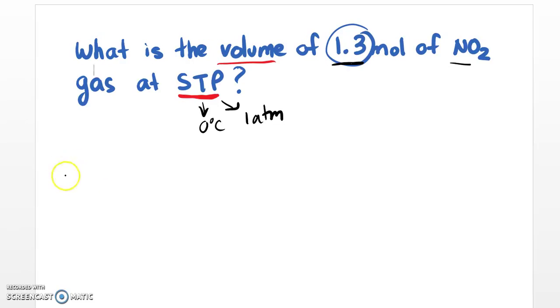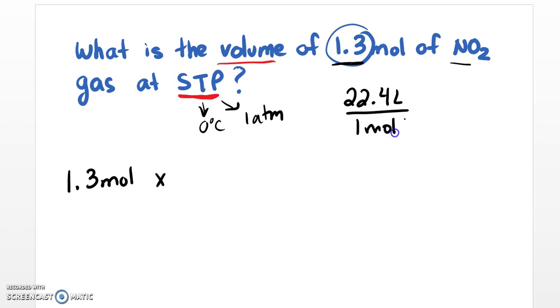So the way we start this out is we have to write down what we know. We know we have 1.3 moles. And we have to multiply it by a conversion factor. And the conversion factor is 22.4 liters in 1 mole, or 1 mole is equivalent to 22.4 liters. So this is a constant at STP. So which one are you going to use?